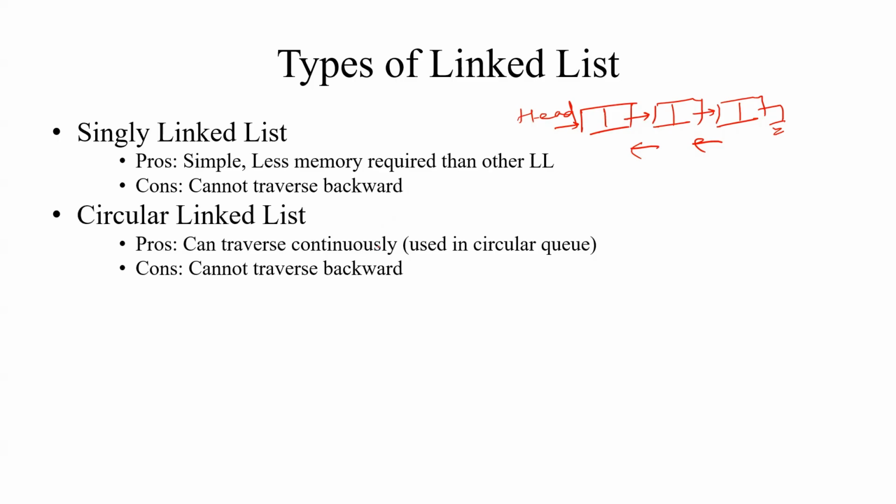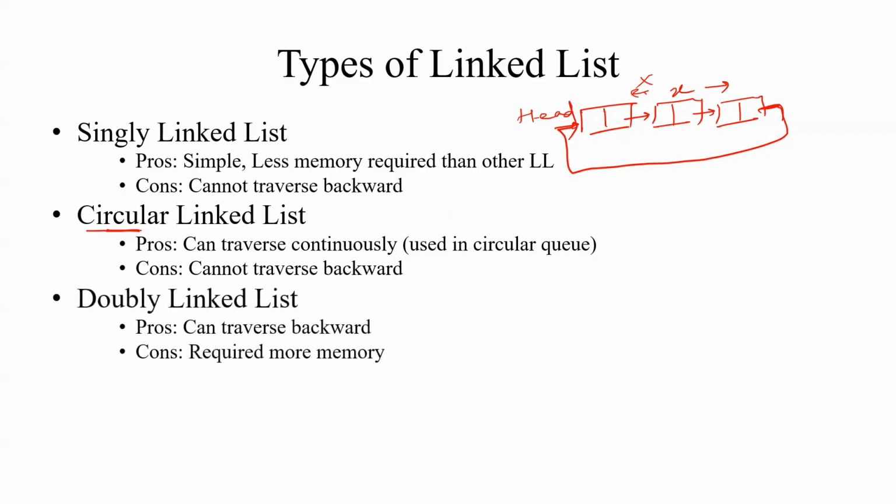Circular linked list. In the circular linked list, as the name suggests, the last node will be connected to the first node of the linked list. Then it will become a circular linked list. So in a circular linked list, we can continuously go to the next node and go round the circle. The advantage is that we can traverse continuously. The limitation or drawback is that we cannot go in the backward direction here also. Let's suppose we are on X, then we have to move forward only. If you want to go backward, then we can use the doubly linked list.